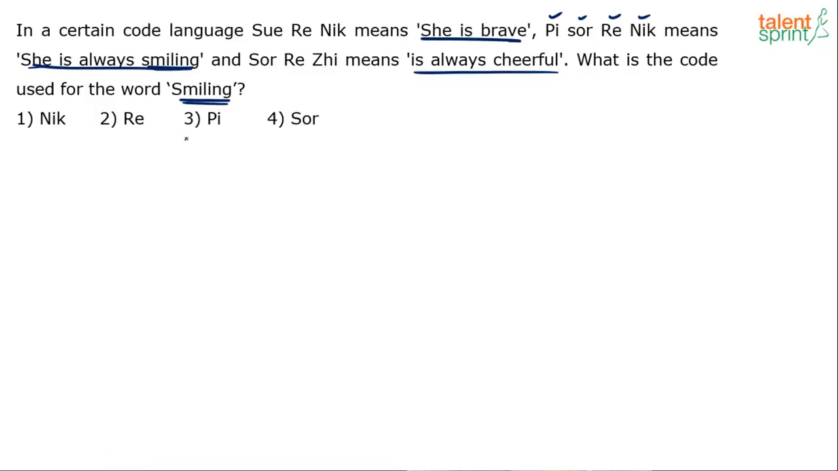See, look at it. If you look at statement 1 and statement 2, the words she and is are common. So what are the common codes? In terms of codes, I think RE is common. You see, RE is available in both. And I think NIK is also available in both. So very clearly, she and is will take up the codes of RE and NIK. Which means smiling cannot be RE or NIK.